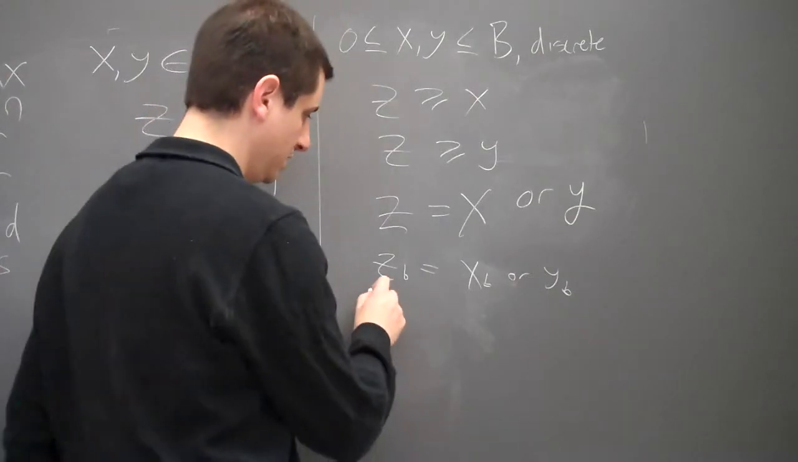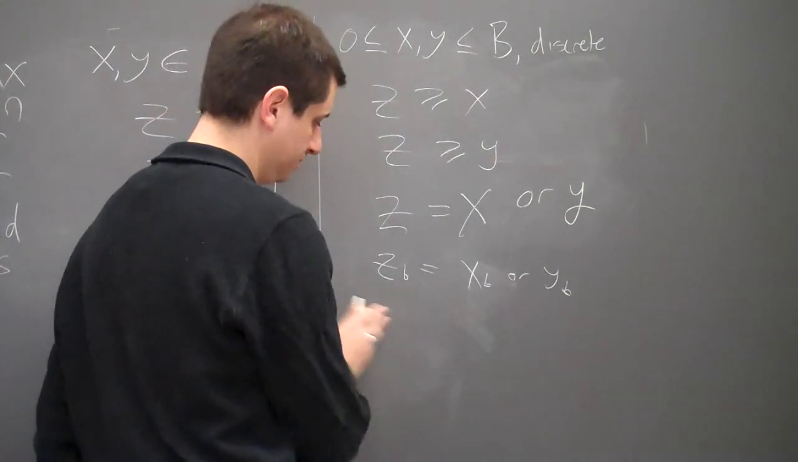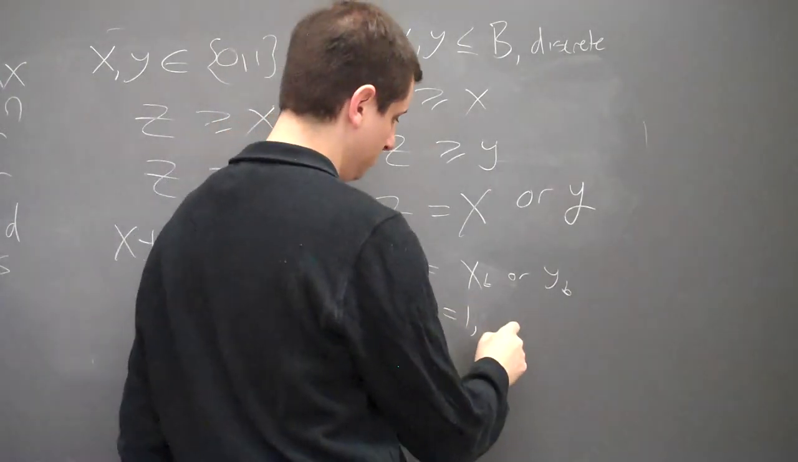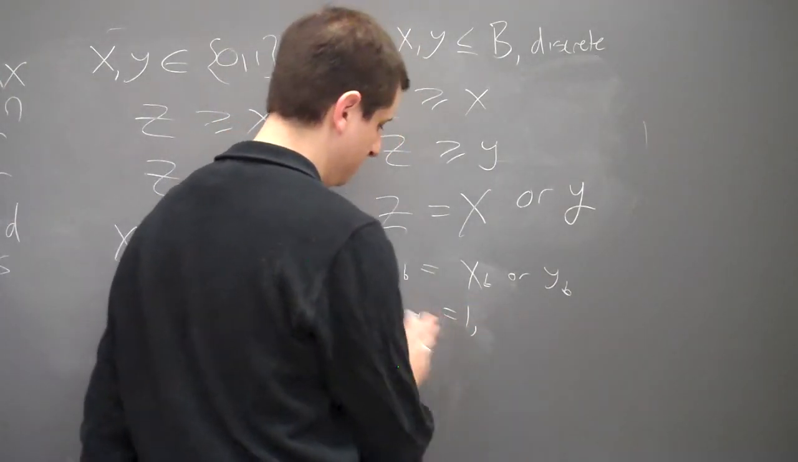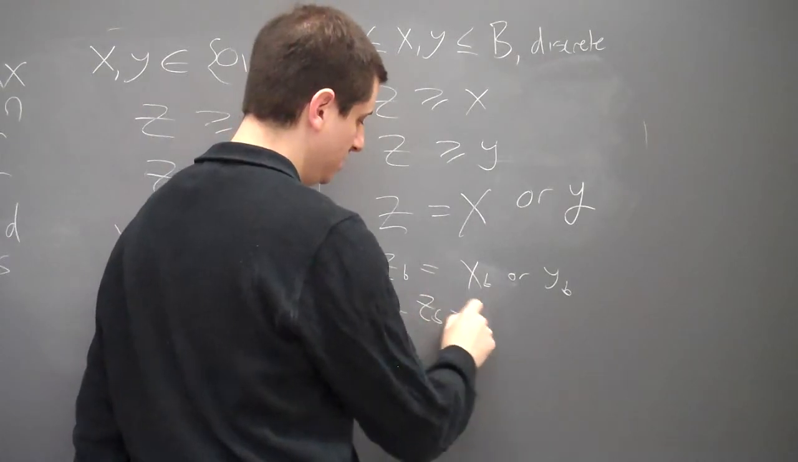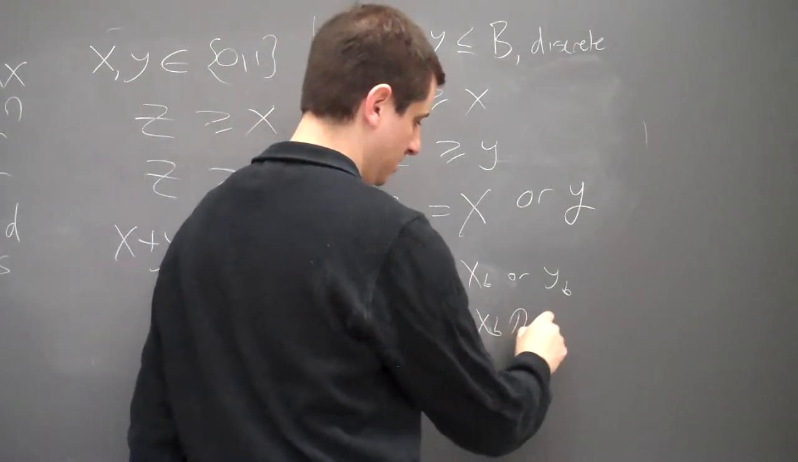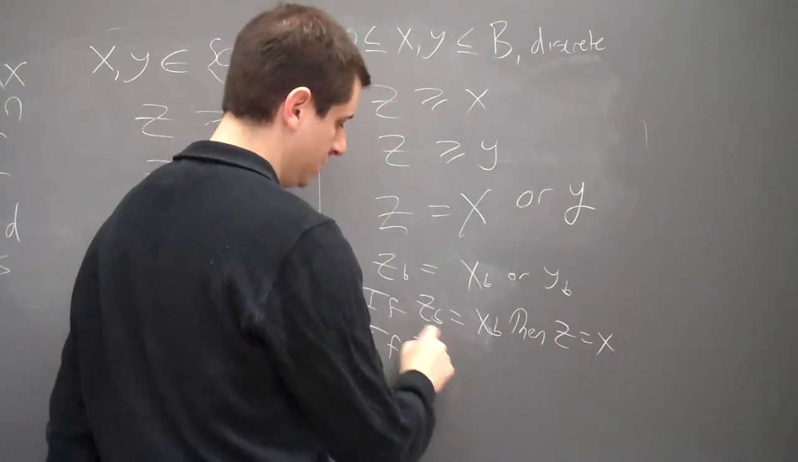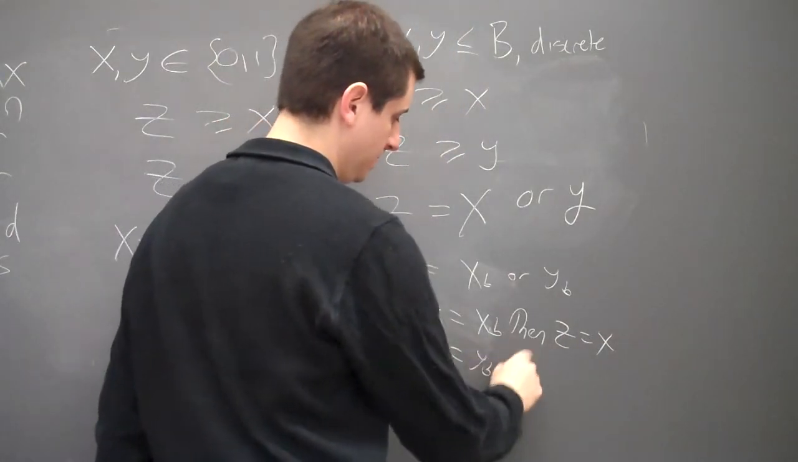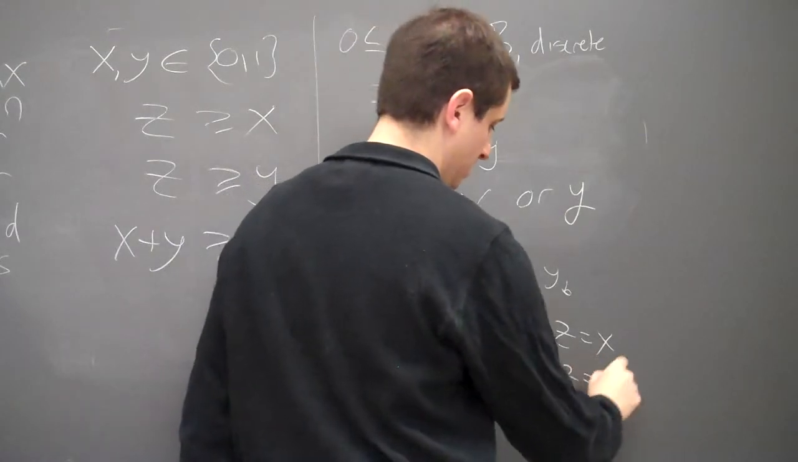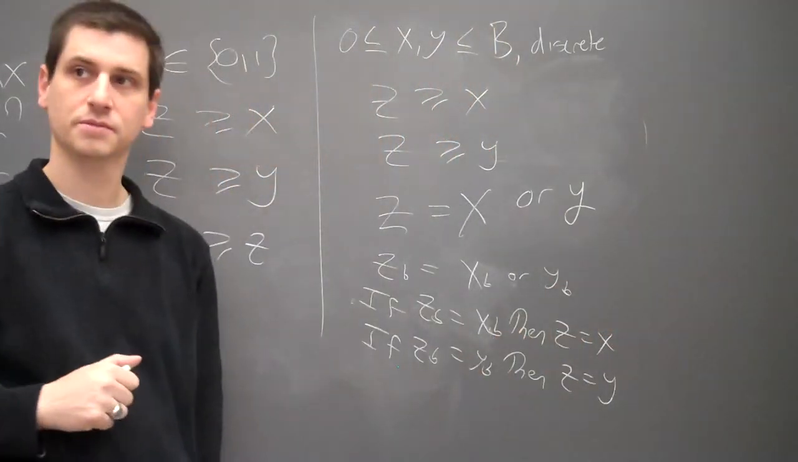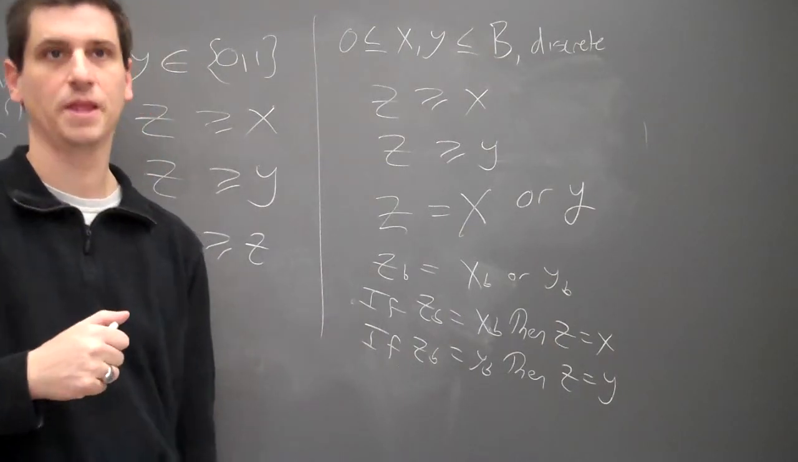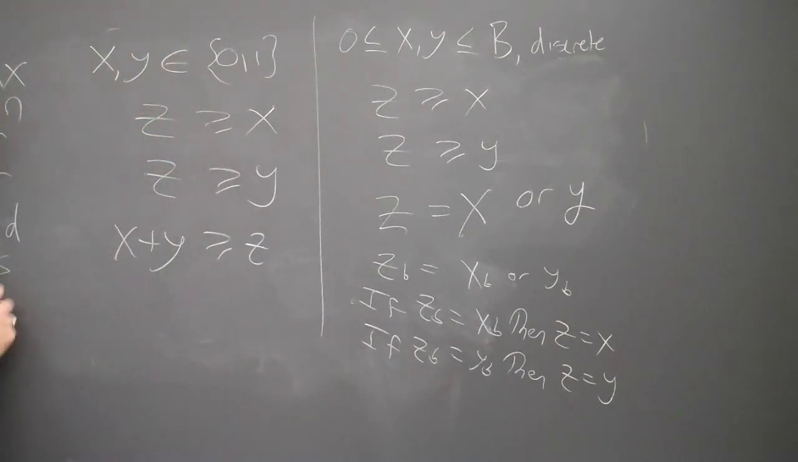And then if xb equals 1, or maybe if zb equals xb, then z equals x. If zb equals yb, then z equals y. Something like that. Now I need to do an if-then statement. So that might be something else I want to put on my list. If-then.